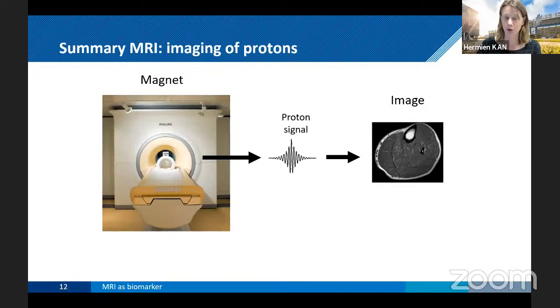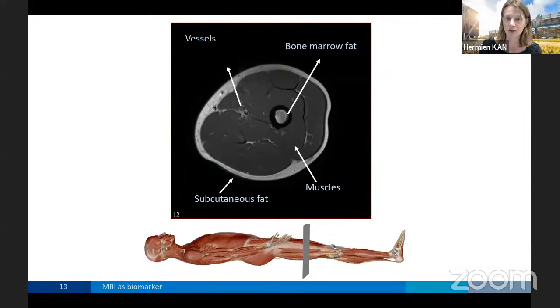Right, so in summary, what do we do with MRI? We image protons. So we put a person into the scanner. The protons in the body emit signal, a proton signal, and from this signal we can do fancy mathematical tricks and we obtain an image. So what do we see on such an image? In this case, a muscle image.